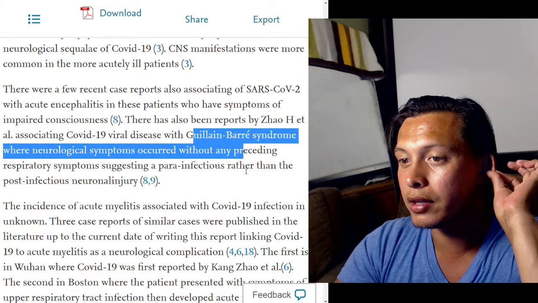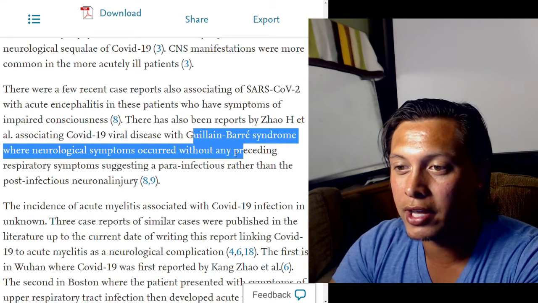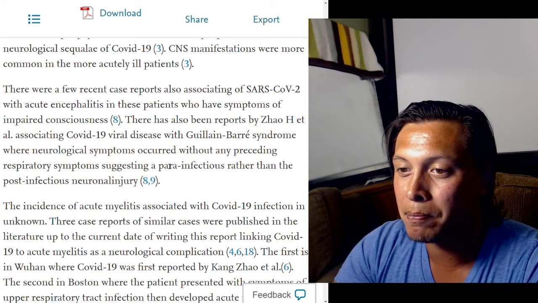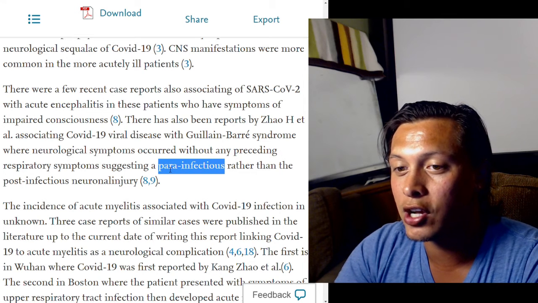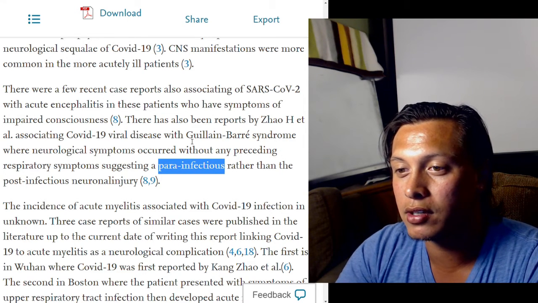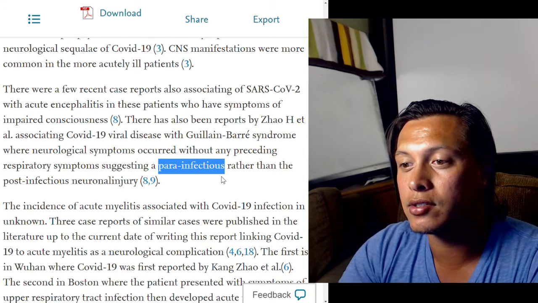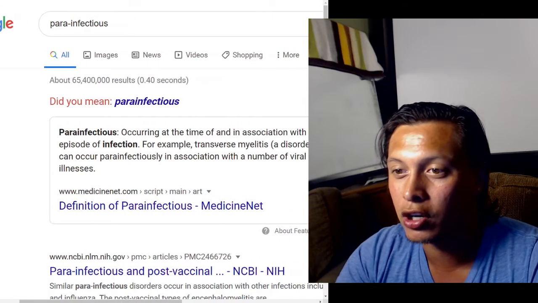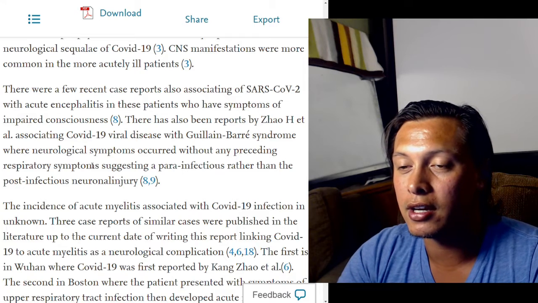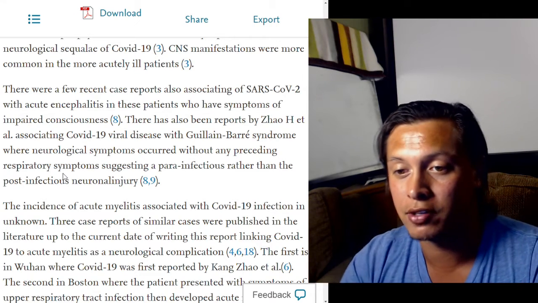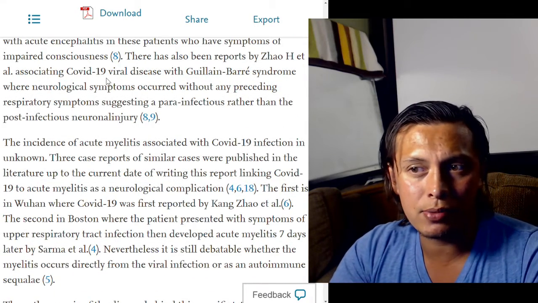So I'll come back to this. So where neurological symptoms occurred without any preceding respiratory symptoms, suggesting a para-infectious rather than post-infectious neuronal injuries. So this is suggesting that the infection for this Guillain-Barré syndrome-like thing is happening while the person is getting infectious, so occurring at the time and association with an acute infection. So para-infectious in contrast to post-infectious neuronal injury.